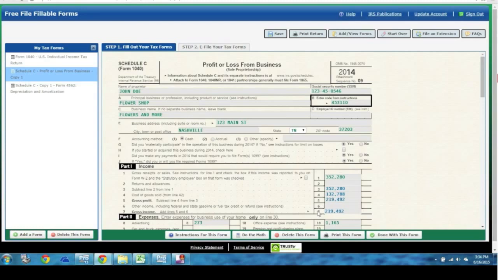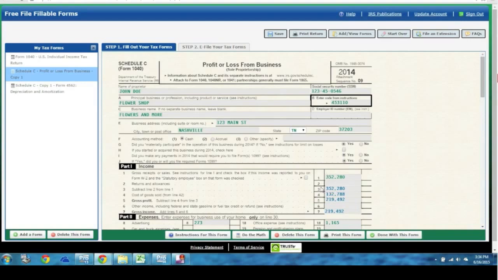His gross margin would be $219,492 divided by the $352,280. If you want to look at indicators like that, it's just a percentage: your gross income divided by your gross sales. So this is part one, the income part. It's your income minus your cost of goods sold.